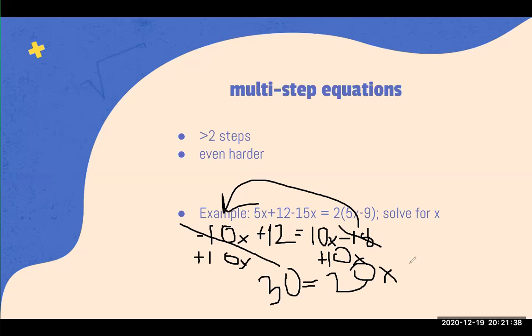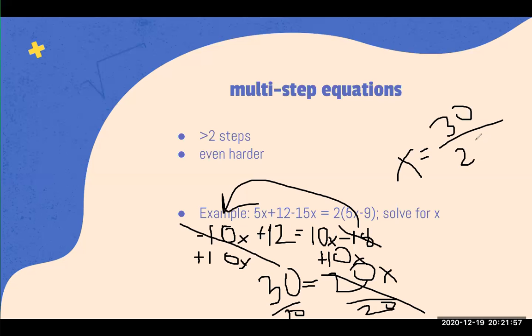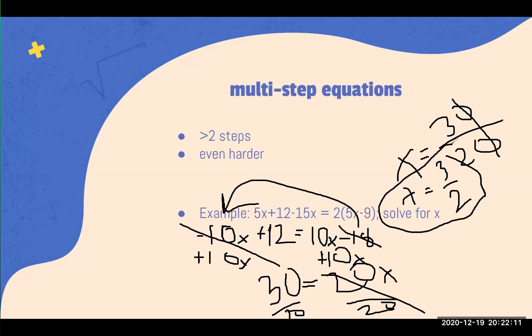So now we can just divide by 20 on both sides. So divide by 20 on both sides, and you cancel out this 20 right here. And you get x equals 30 over 20. Or simplified, it becomes x equals 3 over 2. This is the answer that we get.